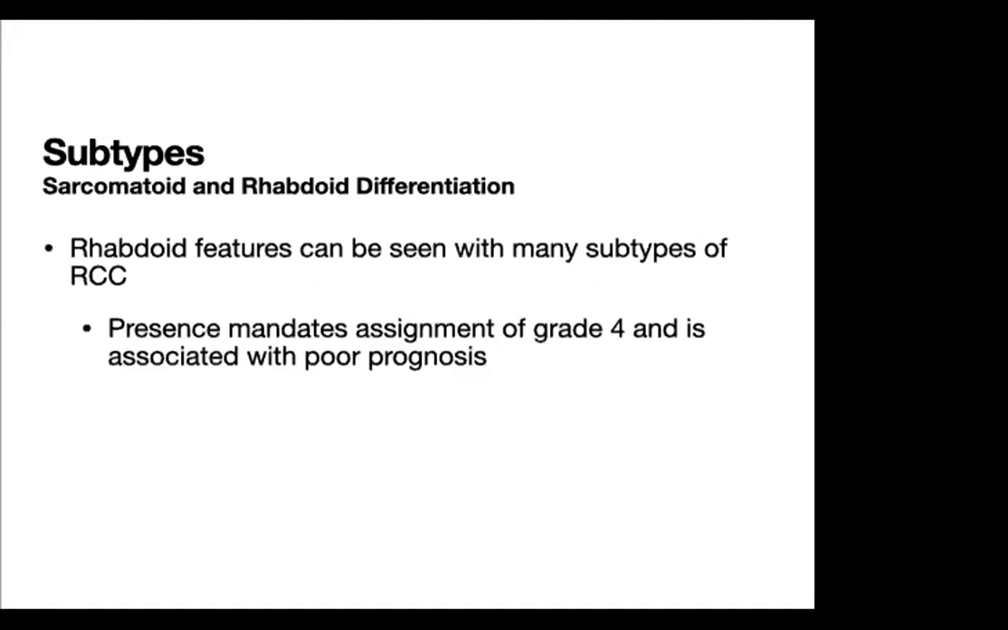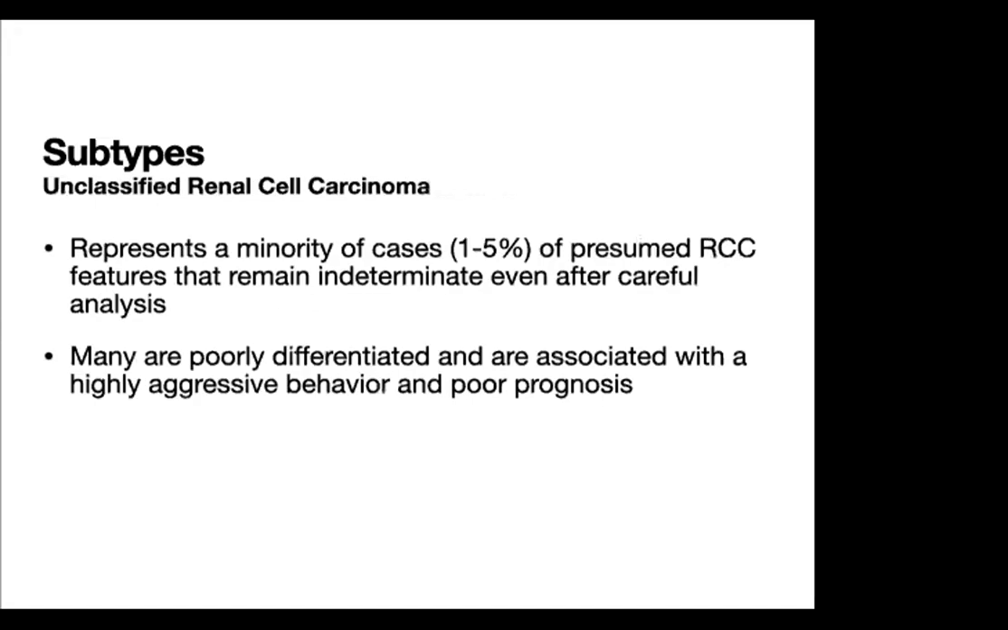For your rhabdoid differentiation, they can be seen with many subtypes of RCC. Their presence mandates assignment of grade 4 and is associated with poor prognosis. Now, there are also your unclassified renal cell carcinomas, which represent a minority of cases of presumed RCC with features that remain indeterminate even after careful analysis. Many are poorly differentiated and are associated with a highly aggressive behavior and poor prognosis.